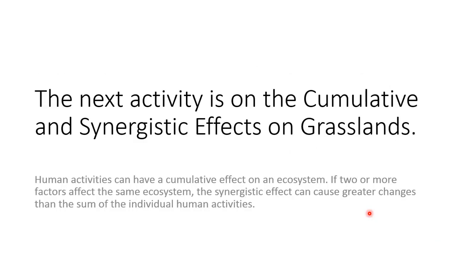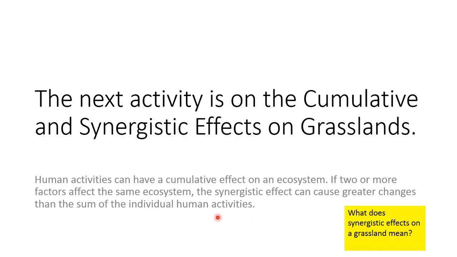So the next activity is on the cumulative and synergistic effects on grasslands. And you need to record what synergistic effects on a grassland mean. So human activities can have a cumulative effect on an ecosystem. If two or more factors affect the same ecosystem, those two things can have a synergistic or cumulative effect that can cause greater changes than the sum of the individual effects.